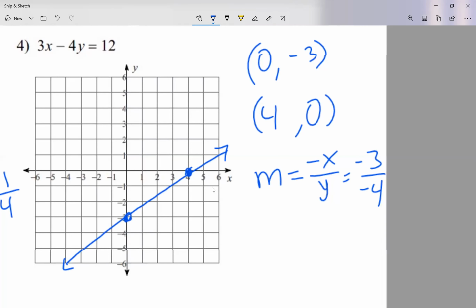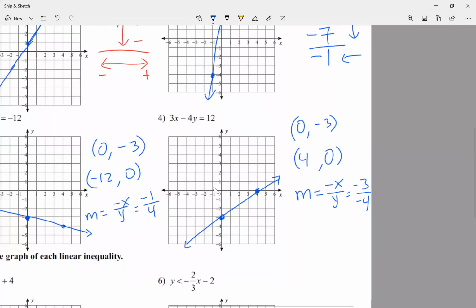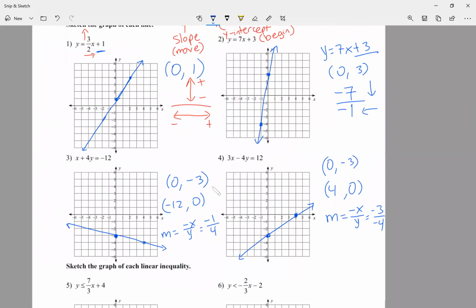The interesting part of standard form is that it gives me 2 points and a slope. Slope intercept only gives me 1 point and a slope. So if it's given to you in slope intercept form, just use the slope intercept form. If you have it in standard form, find the 2 points and the slope, and you should be okay.